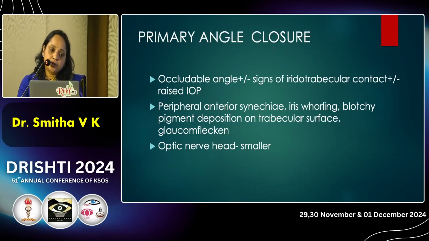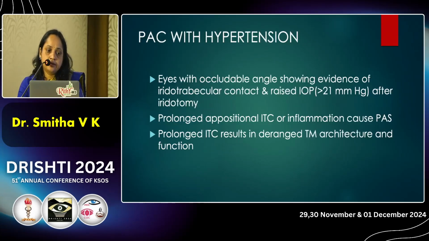In primary angle closure, there is an occludable angle with signs of iridotrabecular contact, with or without raised IOP. The signs of iridotrabecular contact include peripheral anterior synechiae, iris swelling, blotchy pigment deposition on the trabecular surface, and glaucomflecken. You have to see the optic nerve head carefully, as the disc will be small and we can miss the glaucomatous changes. In primary angle closure with hypertension, the eyes will have increased IOP, and this may be due to the peripheral anterior synechiae, or if the angles are open, it may be due to deranged trabecular meshwork architecture and function.